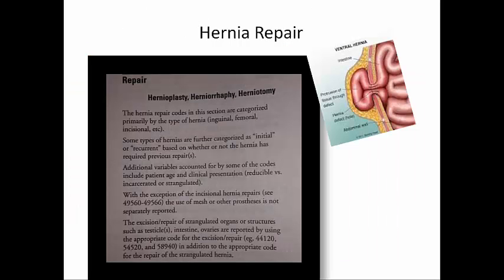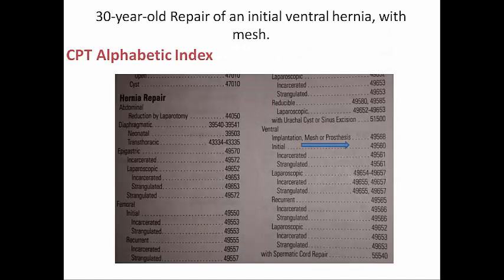So let's try another one. Let's look at hernia repair. Again, this is a guideline that is in the tabular section for hernia repair or herniorrhaphy. You'll hear that term as well. So I am looking it up in the CPT alphabetic index first for a 30-year-old for a repair of an initial ventral hernia with mesh. Now I go to hernia repair. I'm over here to ventral and it's initial. So I have my one code 49560. And here is 49568 for mesh. Well, I'm going to start with this 49560.